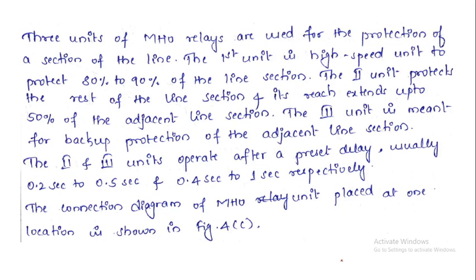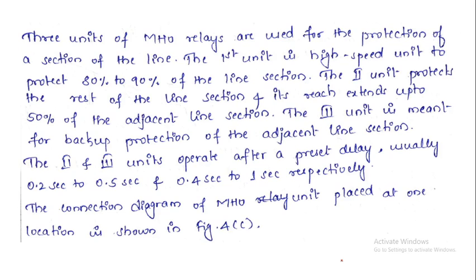The second unit is going to operate after a preset delay time of 0.2 seconds to 0.5 second, and the third unit, or the third zone of the protective relay, is going to operate after a preset delay time of 0.4 seconds to 1 second respectively. So this is the same construction we are using: the first unit, second unit and the third unit. First unit for the 80 to 90%, second unit up to 50% of the adjacent line, and the third unit is meant for backup, again protecting the adjacent line section. So the operating time of the second and third unit is also provided.